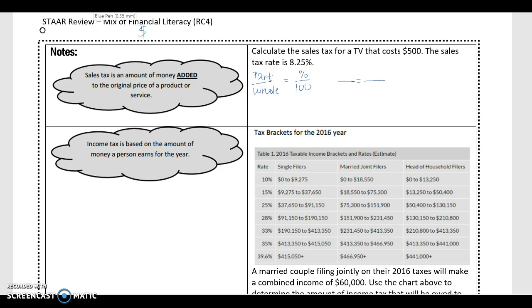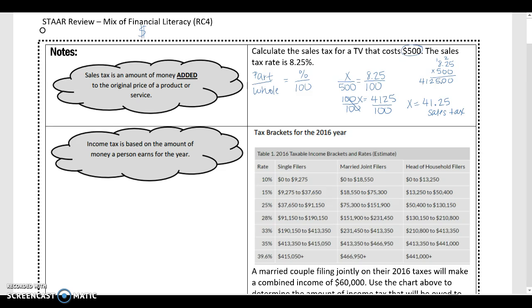So percent 8.25 over 100, and then the cost of the TV is the whole, so the whole is 500, and the part will be the sales tax. So go ahead and do your cross product. Once you did your cross product and you divide it, you should have gotten $41.25 as your sales tax.